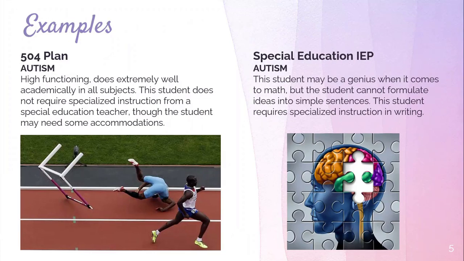Now, autism is an interesting case because a student with autism doesn't necessarily need an IEP. For example, a high-functioning student that does extremely well academically in all of their subjects. The student doesn't require specialized instruction from a special education teacher, though the student may need some accommodations as a result of some of those hurdles related to autism. Now, a student with autism might need an IEP. They might be a genius with math, but they may not be able to formulate ideas into simple sentences. So this student may require specialized instruction in writing.